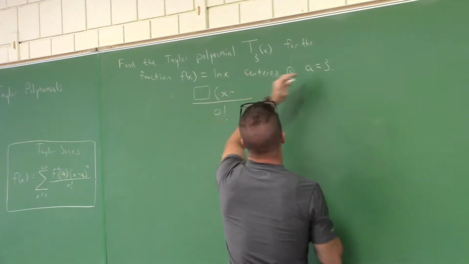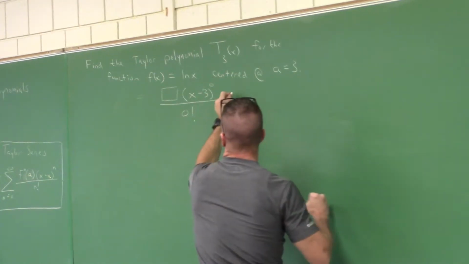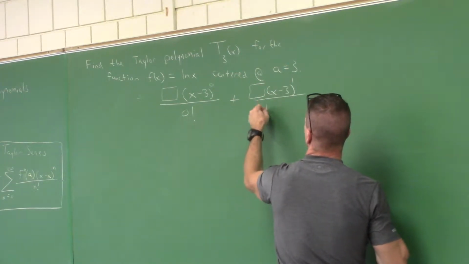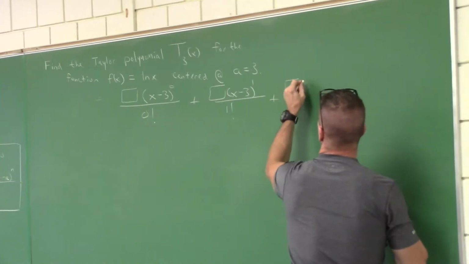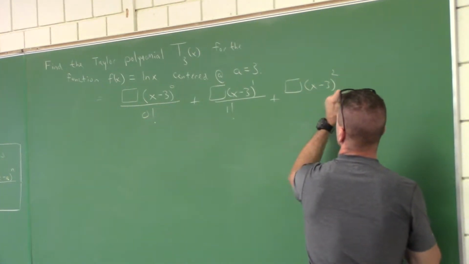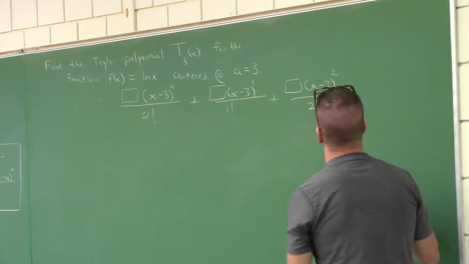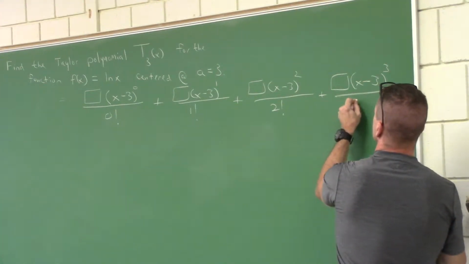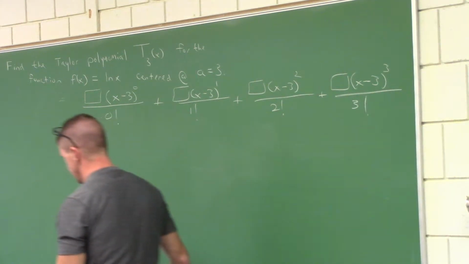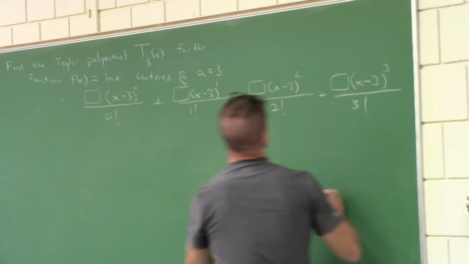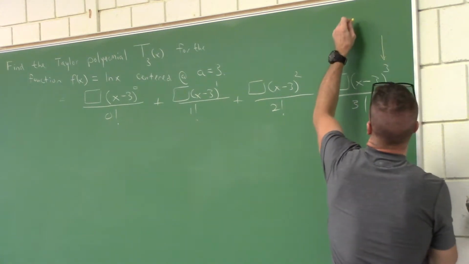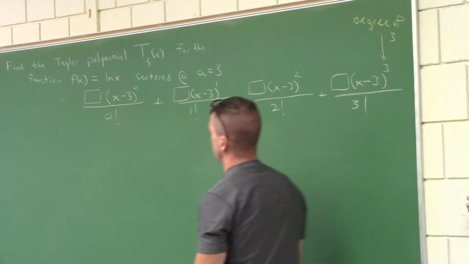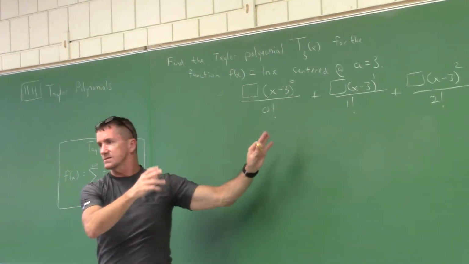x minus, where's it centered? 3. 3 to the 0. Now I'm just going to keep writing. I'm going to put a box. x minus 3 to the first. Box. x minus 3 squared over 2 factorial. Plus box. x minus 3 cubed over 3 factorial. Aha, and there's that degree of 3. So we won't have to go any further. There's that 3rd degree.